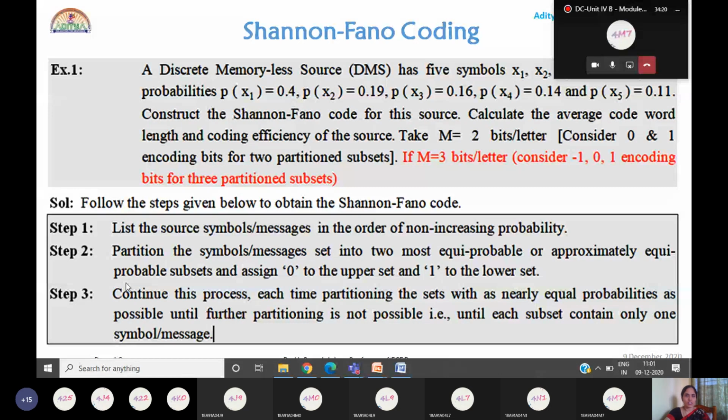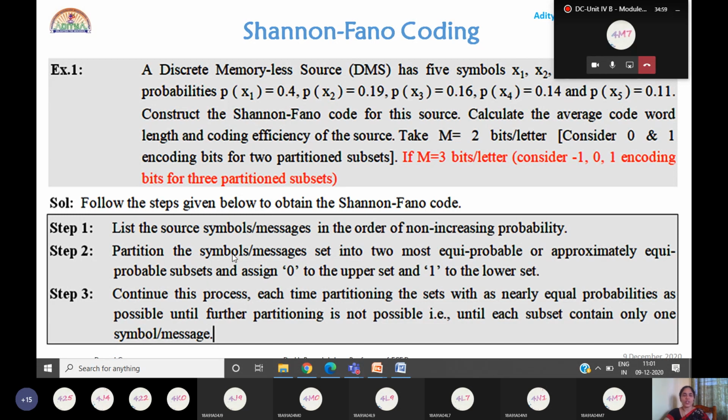Now please observe the steps given here. What is the first step? List the source symbols or messages in the order of non-increasing probability, that is, decreasing probability. The second step is to partition the symbols or messages set into two most equiprobable or approximately equiprobable subsets.